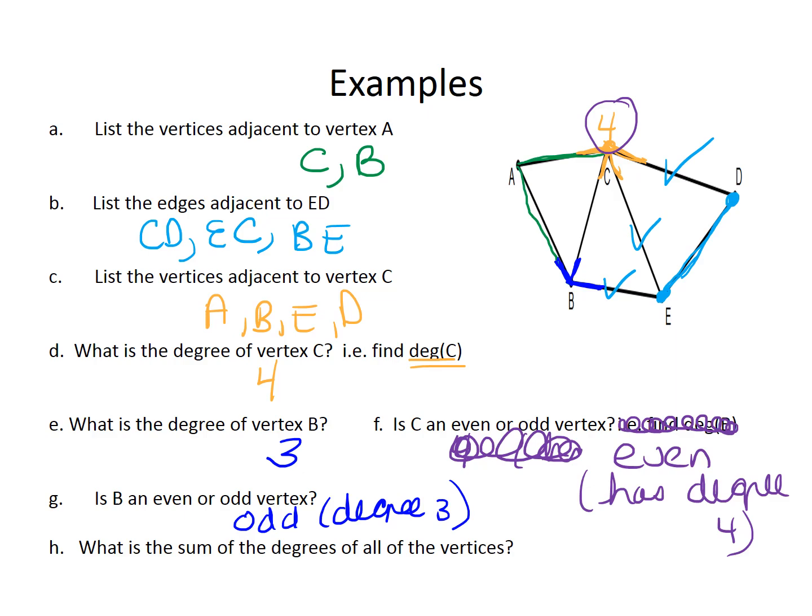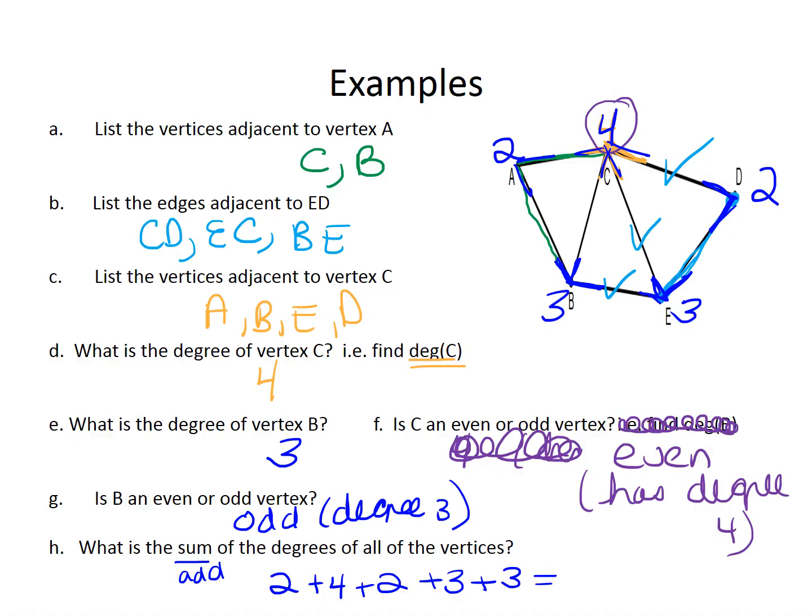And then the last question, it says, what is the sum of the degrees of all the vertices? So now we're going to have to write all of the degrees out. B has degree 3, we just decided that. A has degree 2. We already found C has degree 4 edges out of it. D has degree 2 edges out of it. And E has degree 3 edges. And sum, of course, means add. So we'll just add up all the degrees. 6, 10, 14 should be the sum of the degrees.